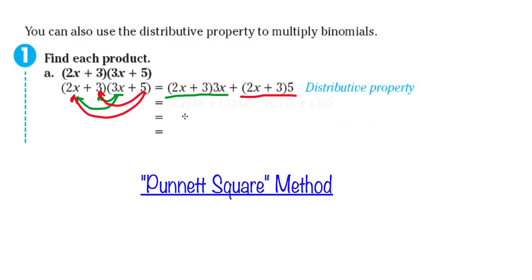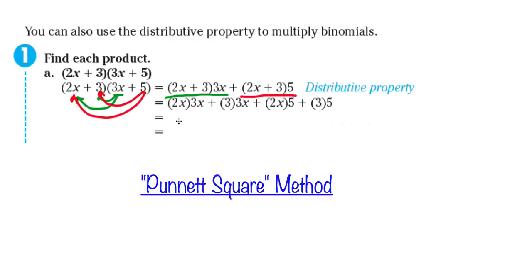Simplifying that, we now have 2x times 3x, 3 times 3x, 2x times 5, 3 times 5. Again, we distributed 3x to 2x, 3x to 3, 5 to 2x, and 5 to 3.